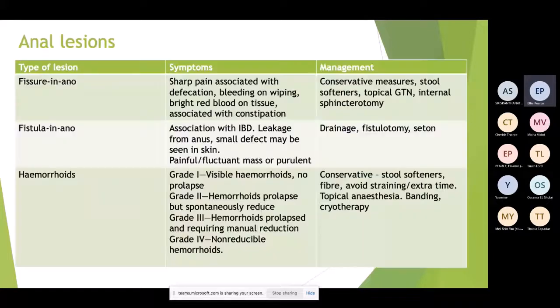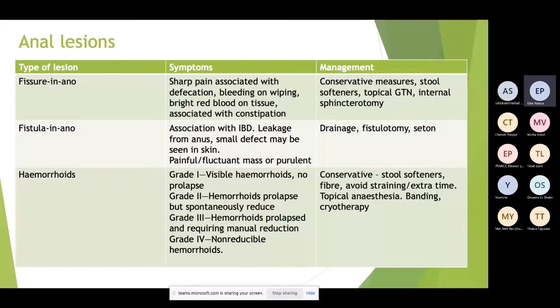So, types of anal lesions that we see commonly. A fissure: a patient will describe a sharp pain that's associated with a bowel movement. It's often bright red blood on the tissue as they're wiping, and it's associated with being constipated and straining. And management includes conservative measures, so things like eating more fiber, drinking more fluid, and advising patients not to spend too long on the toilet, so that discourages them from straining.